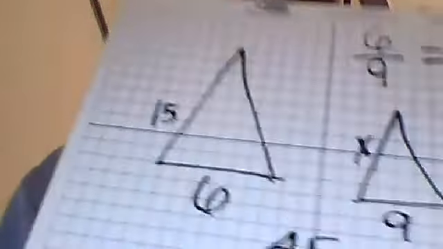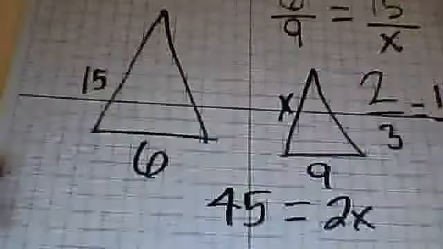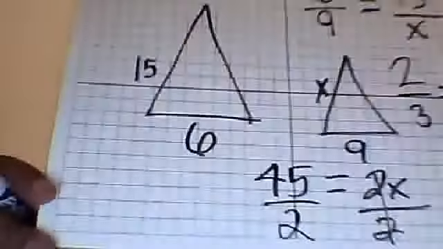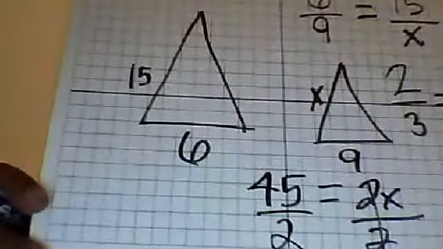And I'm running out of room. We'll put that here. So 45 equals 2x. Now, if you recall, back when we began our algebra unit, you would divide 2x on each side to find what x equals. 45 divided by 2 is 22.5. So x equals 22.5.